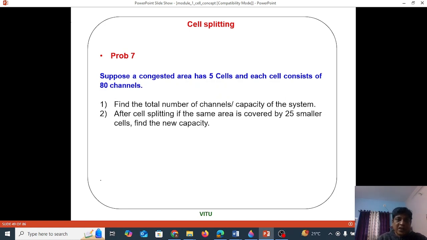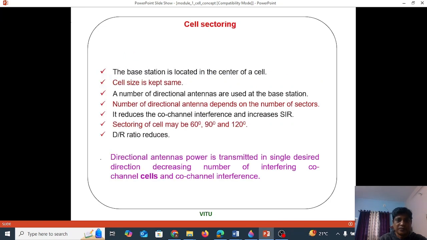This is a new problem. This is an exercise: suppose a congested area has 5 cells, and 5 cells for a cluster is not possible, but just for the sake of the problem, it is given. Each cell consists of 80 channels. Find the total number of channels, or capacity, of the system. After splitting, if the same area is covered by 25 smaller cells, find the new capacity. So it's a simple question. This is for exercise. Do it on your own. In the next lecture, I will tell the solutions.